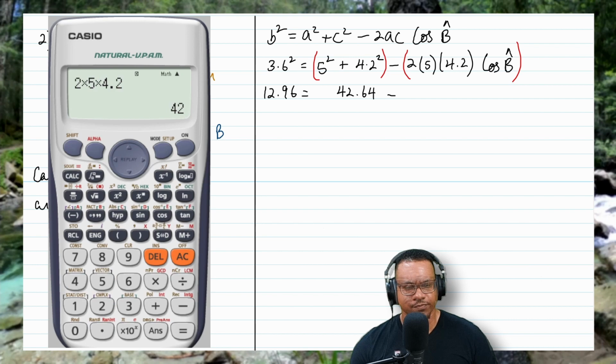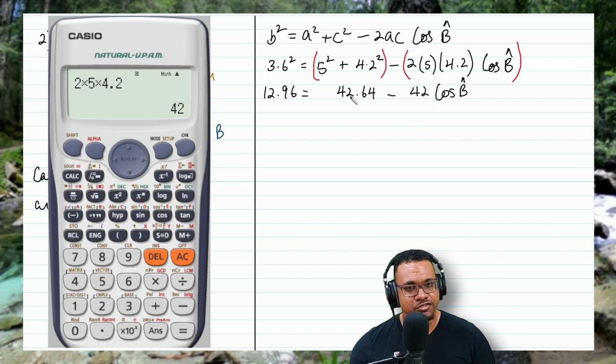And I get 42. So what I'm going to have here is 42 cosine B. Now, sometimes students think they can take away this 42.64 from this 42, but these two are not like terms. That would be cosine B; the B is a variable, so it's just like an x. I know a term in x can't add or subtract a term in y or even a constant. So they are not like terms, we cannot take them away.